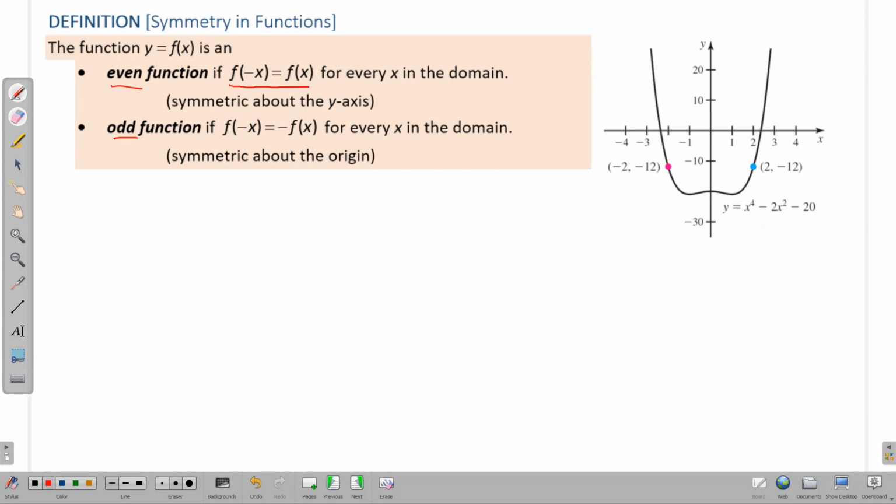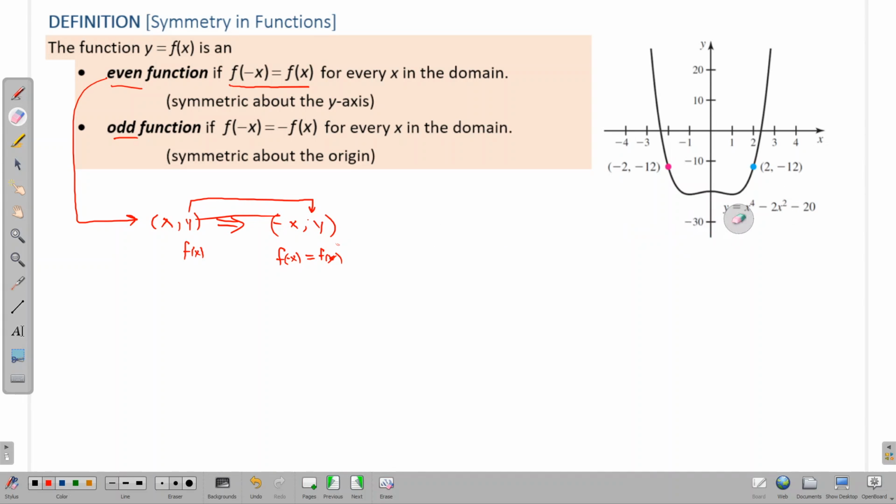Now this comes directly from the definition that we said before, because we said for it to be symmetric about the y-axis, whenever (x, y) is on the graph, that implies that (negative x, y) is also on the graph. When this point's on the graph, then so is this. Now that means these two y values have to be the same, but the y values are f of x's. So this is saying that f of negative x, which is what this y value is, has to be the same as this y value over here. They have to be equal to each other. So that's why even functions are symmetric about the y-axis.